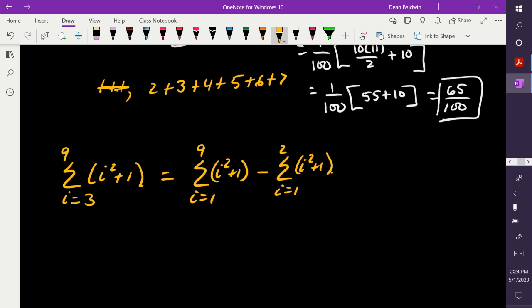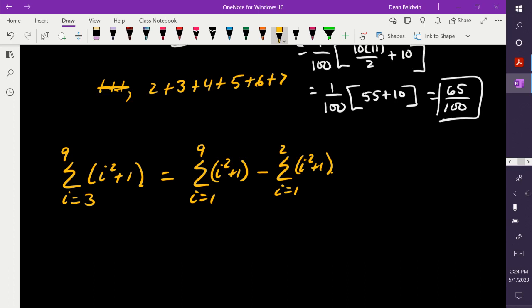This number has to be 1, but it's not in our case. So I make it 1, and I just go, okay, I'm going to add all the ones from 1 to 9, but then I'm going to take off the first 2 numbers, which is what this is, i is equal to 1 to 2. Where did that come from? I just made it up. I have to put that in.